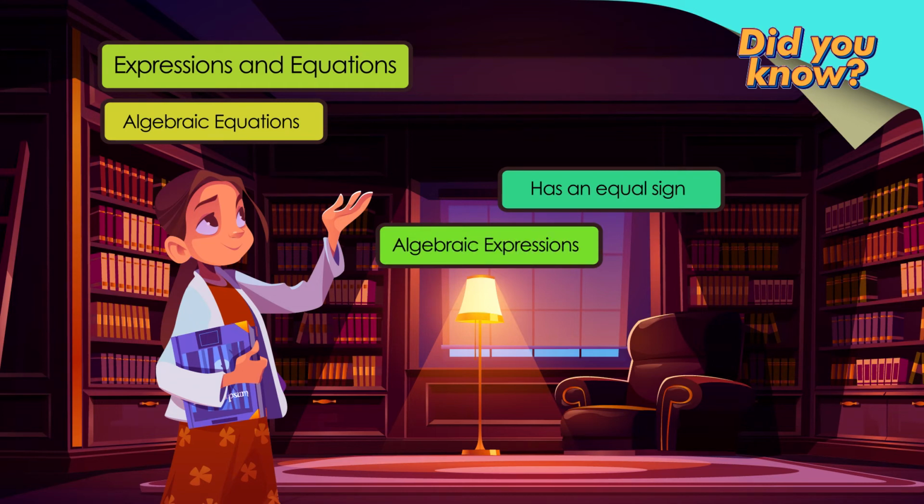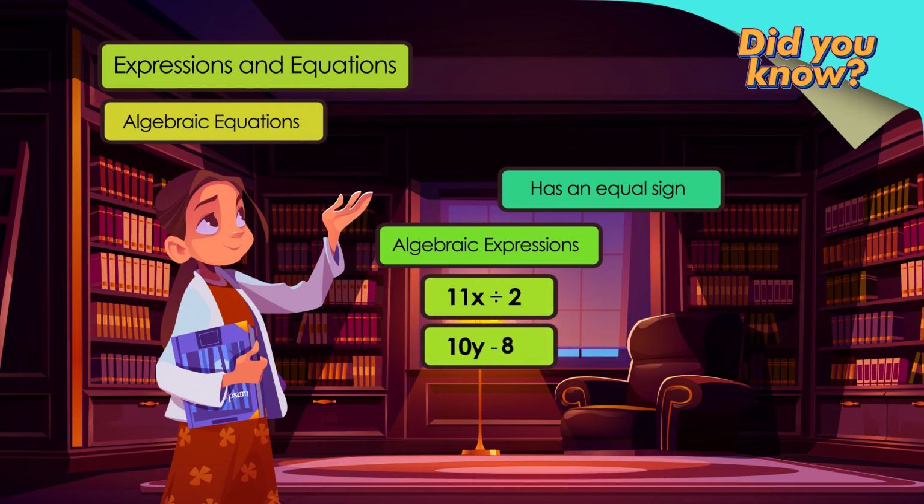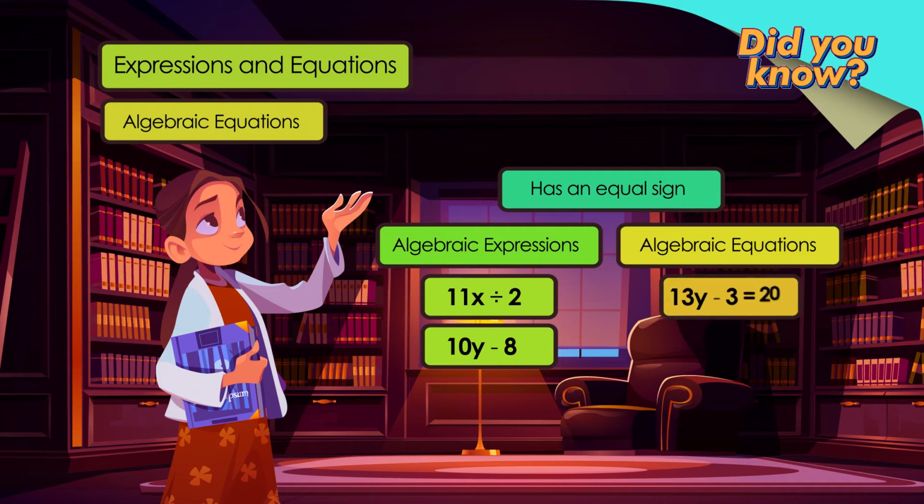Here are some examples of expressions versus equations. Algebraic expressions: 11x divided by 2, 10y minus 8. Algebraic equations: 13y minus 3 equals 20, 4x plus 6 equals 2.